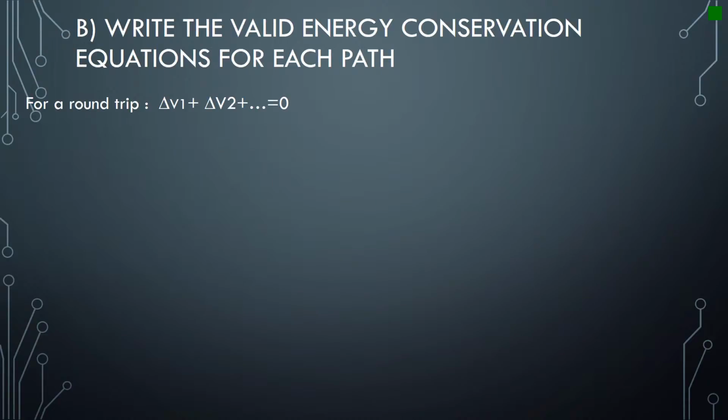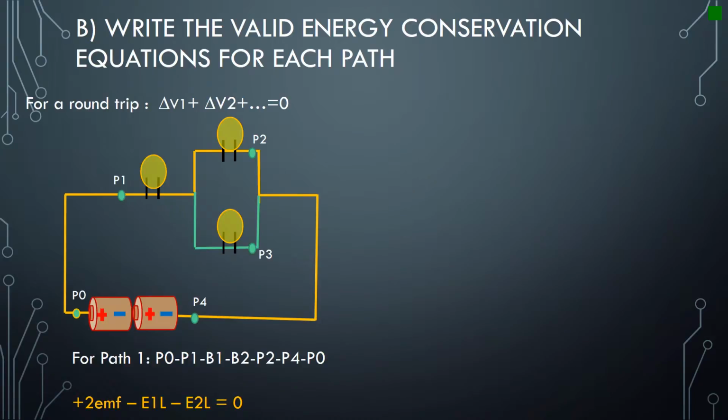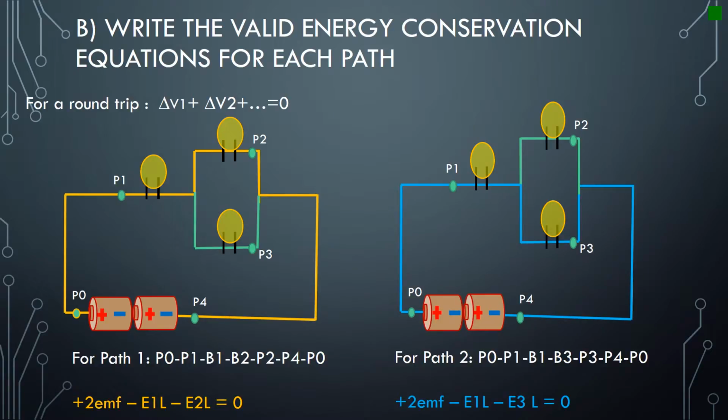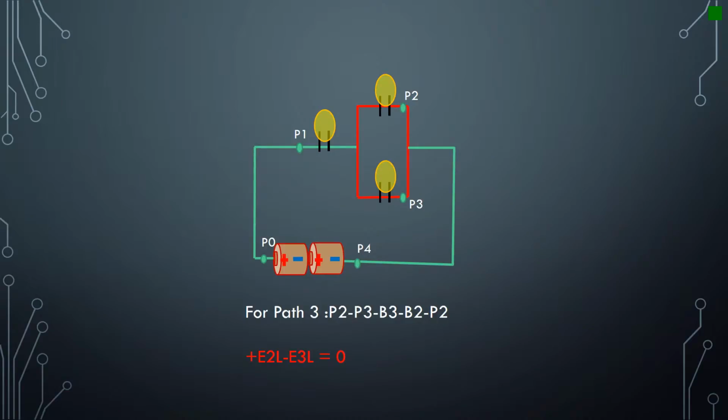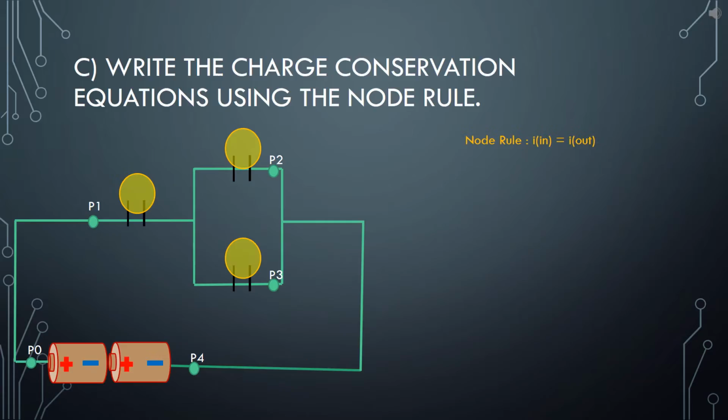In a round trip, the change in potential is always equal to 0. For path 1, the energy conservation equation is 2 EMF because there's 2 batteries, minus the electric field of bulb 1 times the length L, minus the electric field of bulb 2 times the length L is equal to 0. For path 2, the energy conservation equation is 2 EMF minus E1 times L minus E3 times L is equal to 0. For the third path, the energy conservation equation is E2 times L minus E3 times L is equal to 0.